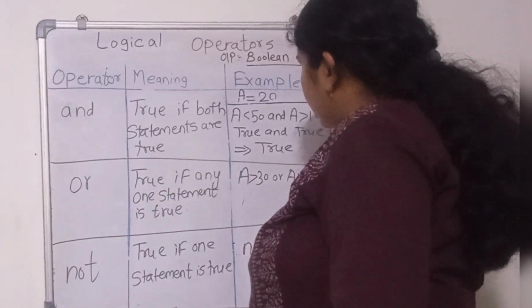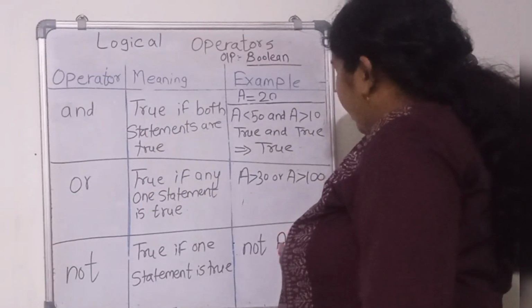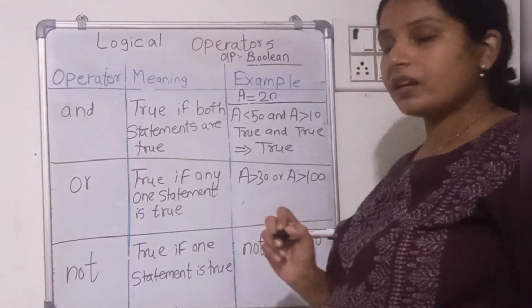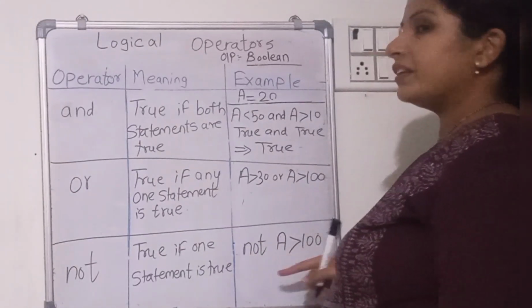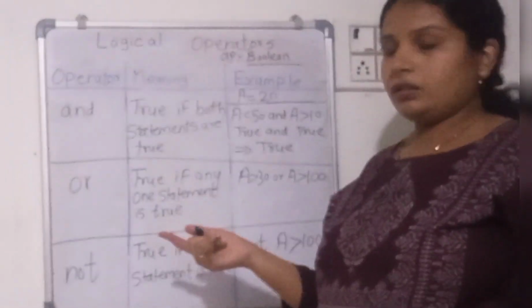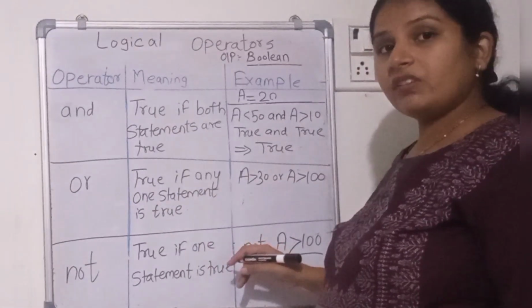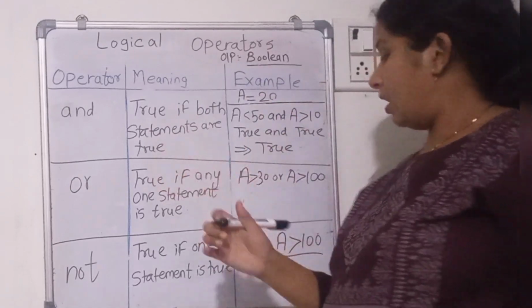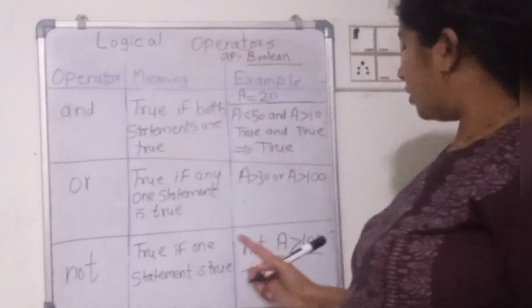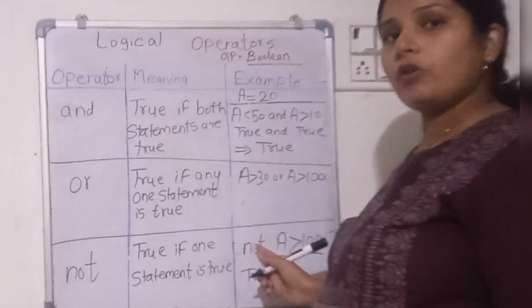Now here, as I say, it's a unary operator. Suppose A's value is 20. NOT A is greater than 100. Check the statements carefully. Now A is greater than 100? 20 is not greater than 100, so this statement is false. But we are checking with the NOT operator, so NOT false becomes true, because A is not greater than 100. Not false is equal to true.